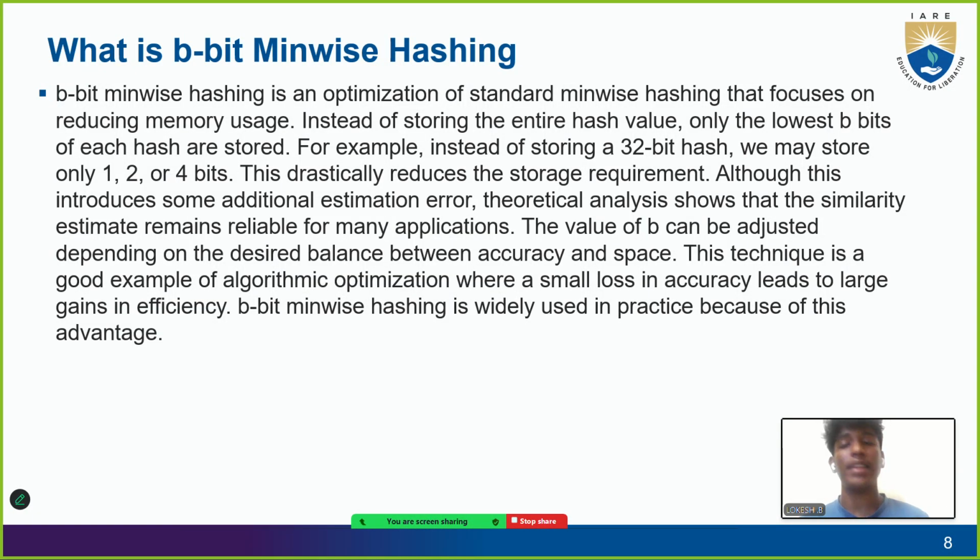What is b-bit minwise hashing? B-bit minwise hashing is an optimization of standard minwise hashing that focuses on reducing memory usage. Instead of storing the entire hash value, only the lowest b bits of each hash are stored. For example, instead of storing a 32-bit hash, we may store only 1, 2, or 4 bits. This drastically reduces the storage requirement.